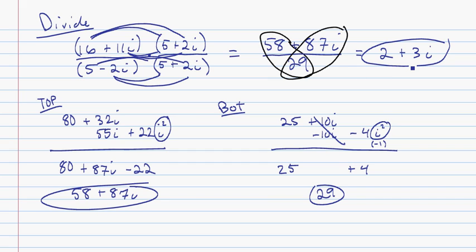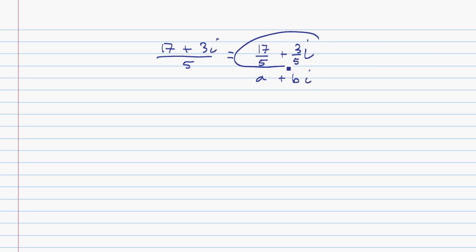Now, what if it doesn't come out evenly? For example, if I have 17 plus 3i all divided by 5. Now that is okay. The way that we would write it is to separate it into two fractions with the same denominator. And then we put an i there. So this is the a plus bi form. And the book will probably write most of its complex answers like this. So just be aware of that.